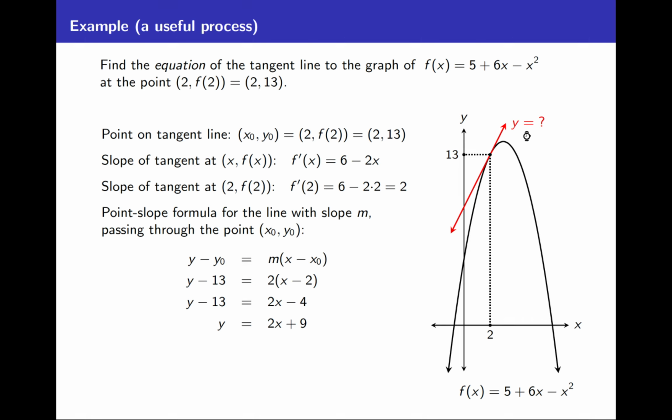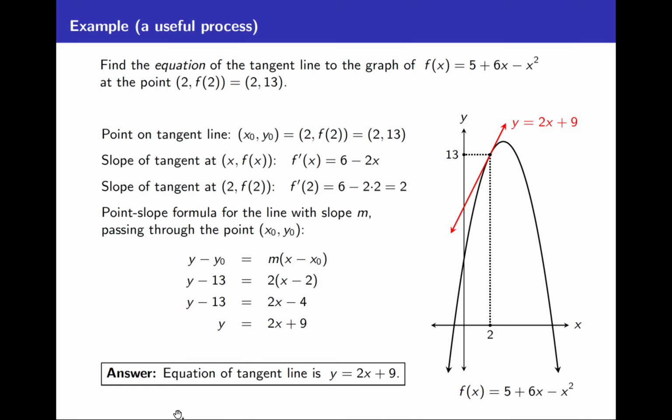So this tangent line is the graph of the equation y equals 2x plus 9. You can see there the slope is 2, and the y-intercept is 9. That would be right here, and that looks about right. If this is 13, 9 is there. So there's the answer to our question. The equation of the tangent line is y equals 2x plus 9.